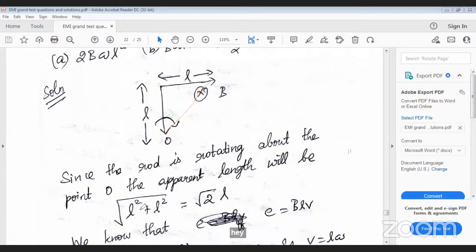So the apparent length is given by Pythagoras theorem. Using the formula, square root of L squared plus L squared, that is square root of 2L squared. Taking root 2 outside, and the square root of L squared gives L. So this length OB is equal to root 2 L. And the EMF is given by E equal to BLV.